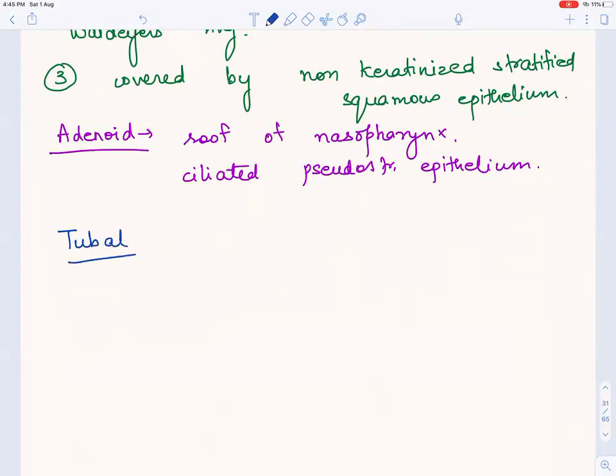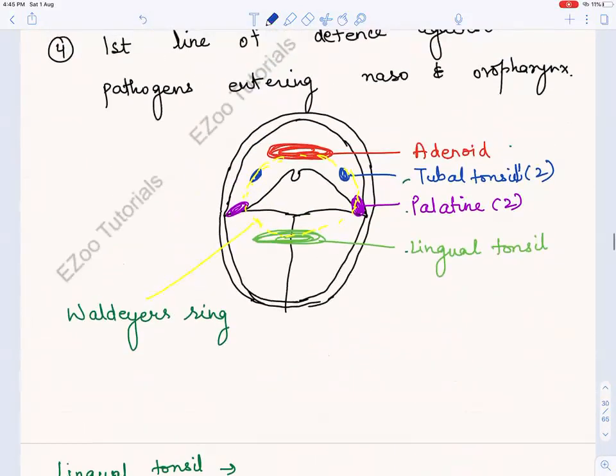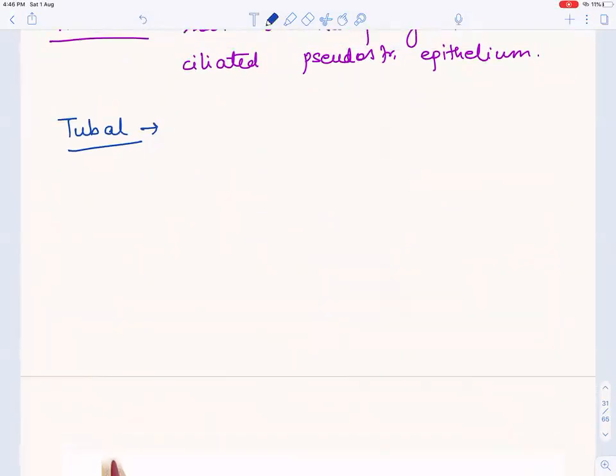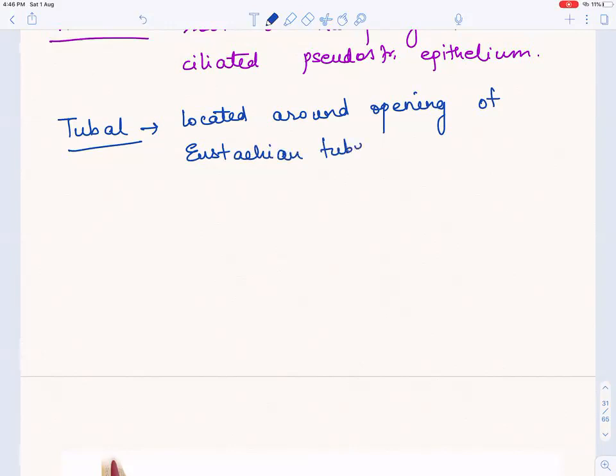It is present where? It is like I drew these tubal tonsils. Suppose these are the Eustachian tubes, so these are the tubal tonsils. Generally everywhere this will be there, and you'll say that ma'am has not told me. So they are located around the opening of the Eustachian tubes, of the ear canal. And in the lateral, because you saw they are present in the lateral sides, in the lateral wall of the nasopharynx.